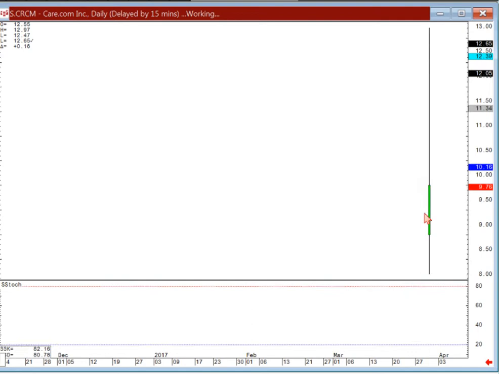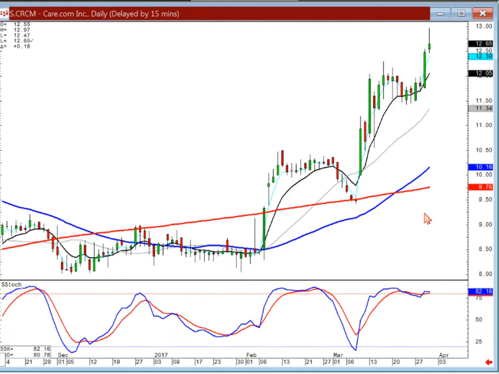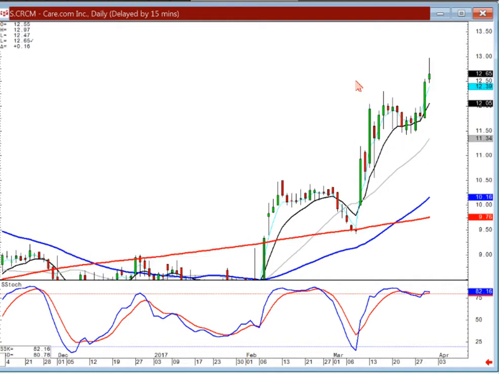CRCM, J-hook pattern in progress. When you have a doji up here in the overbought condition, we have a simple rule of the doji. It's going to move in the direction of how they open it. So if they open it positive, we know we've got a doji sandwich going, which means we're still in wave 3.